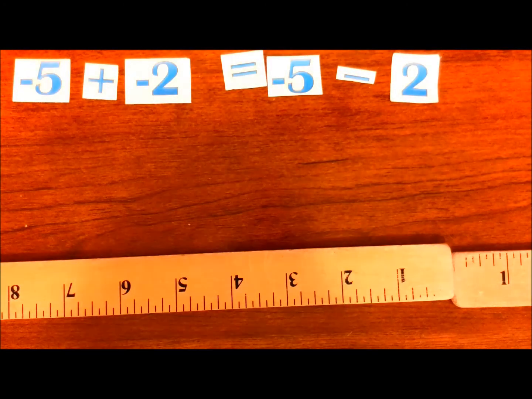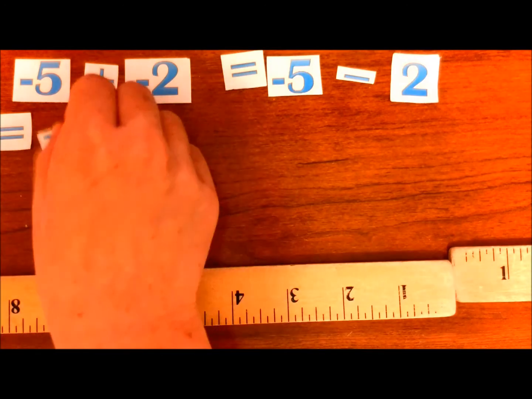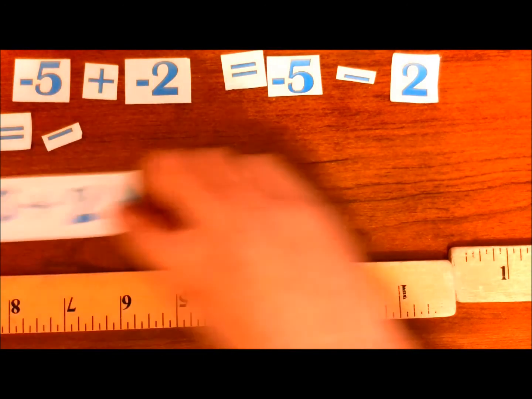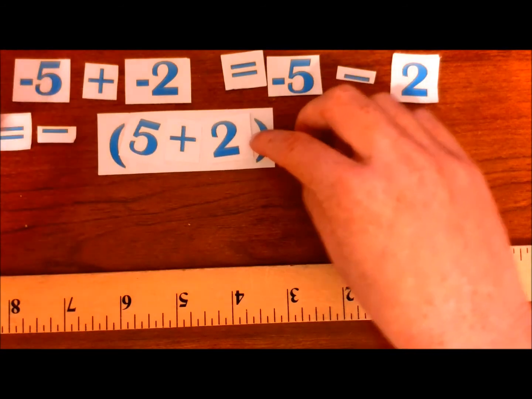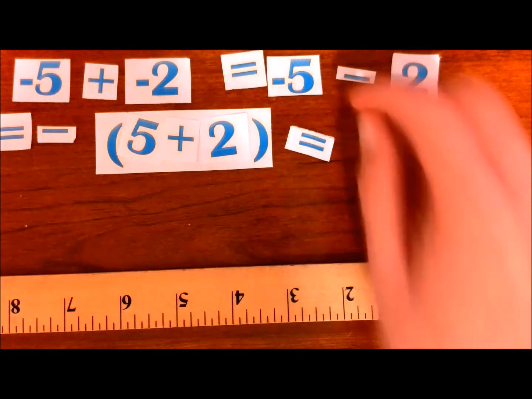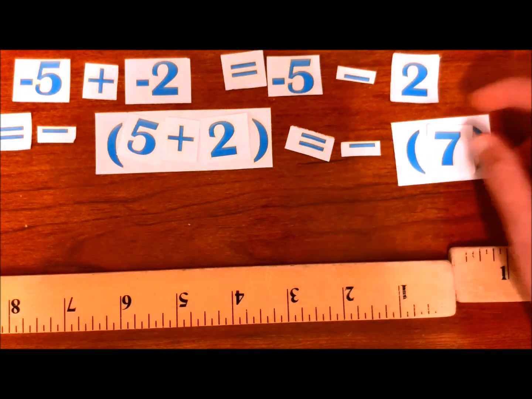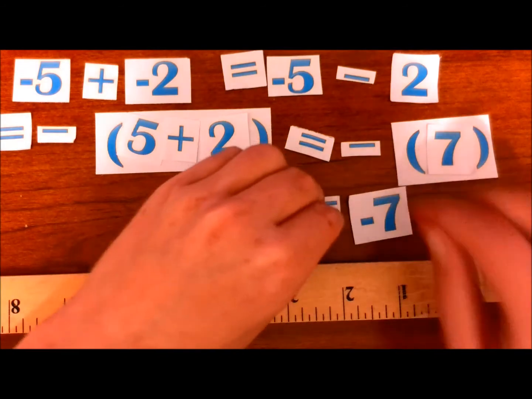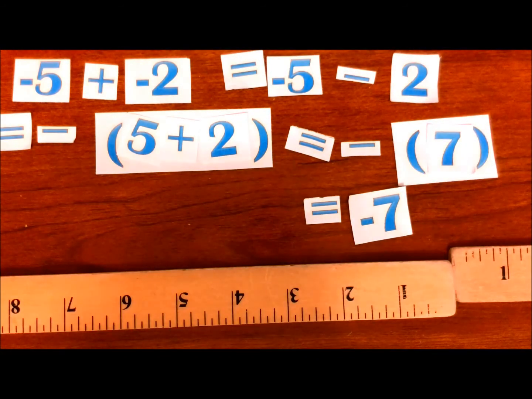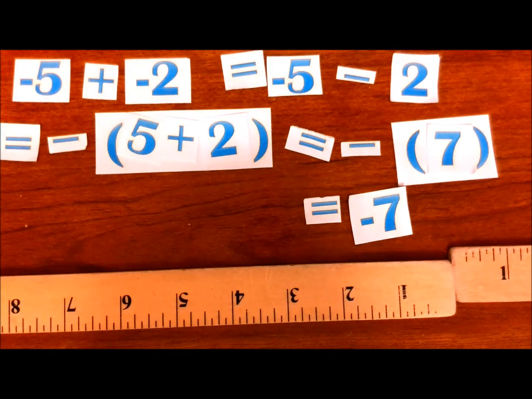And we already showed that this is equivalent to, based on the distributive property, negative, 5 plus 2, all in parentheses. And you can simplify that as negative 7, or simply negative 7. So negative 5 plus negative 2 is equal to negative 7.